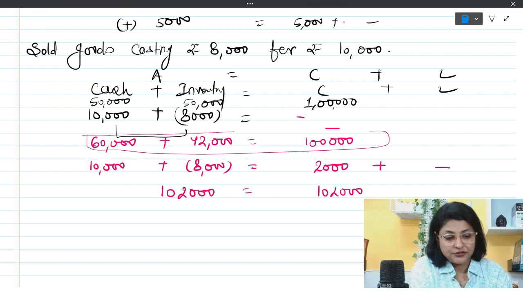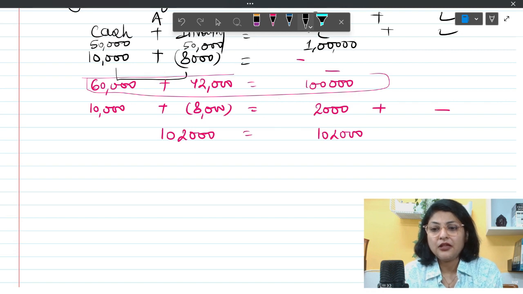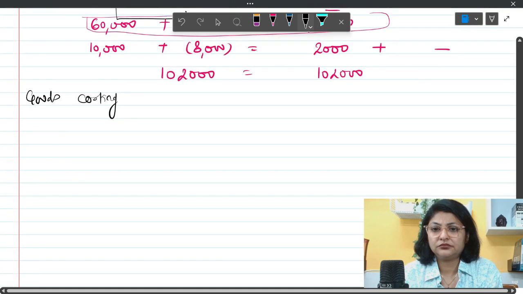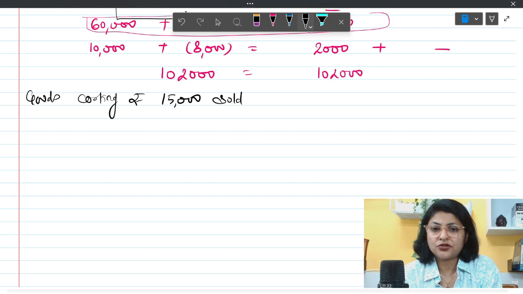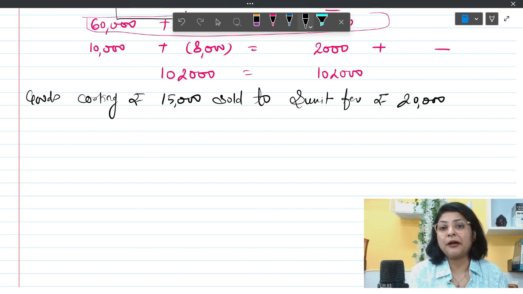Okay, now let's do one more thing. One more example I am going to take. For example, goods costing rupees 15,000 sold to Sumit for rupees 20,000. Now here what happened? Again you have earned a profit, and how much is the amount of profit? 5,000 rupees is the amount of profit.